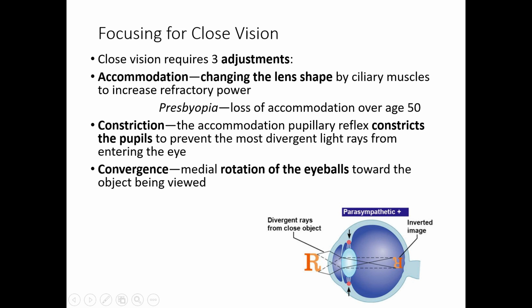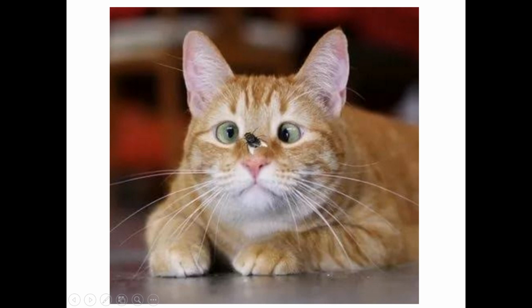Another accommodation is constriction. Pupil of the eye becomes smaller. Pupillary reflex constricts the pupil. And finally, convergence. It's medial rotation of the eyeballs. Here it is. You can see example of convergence. That nice cute kitty looking at the object, a fly, very close to his eyes.